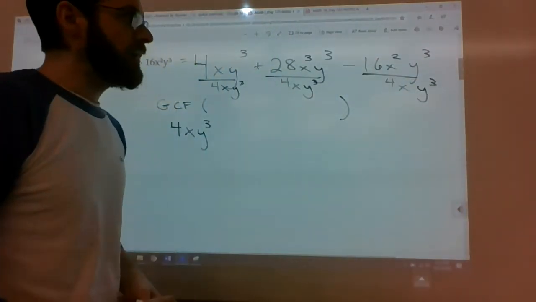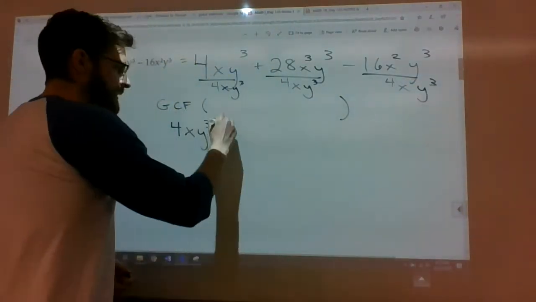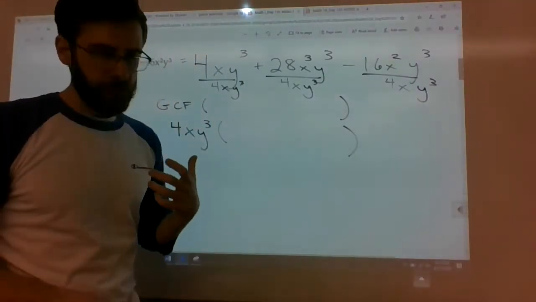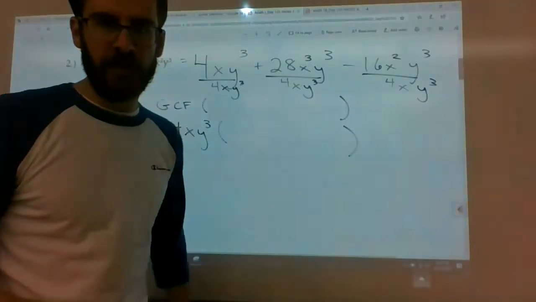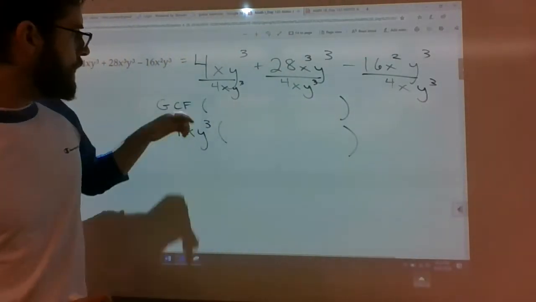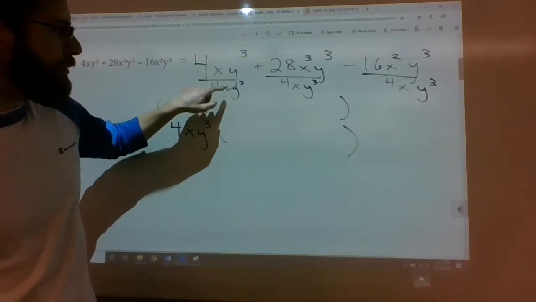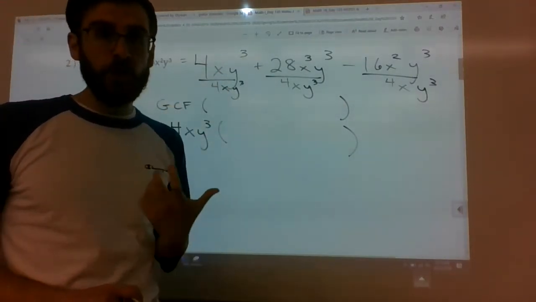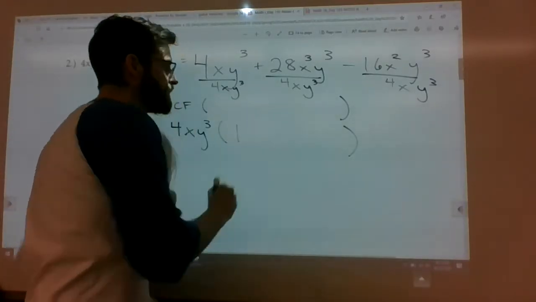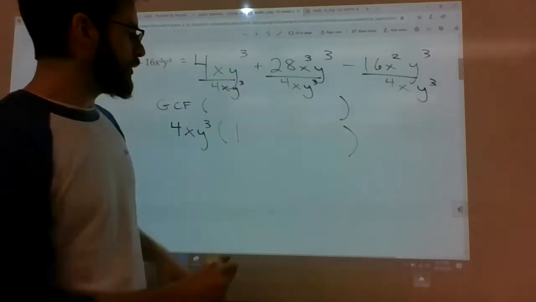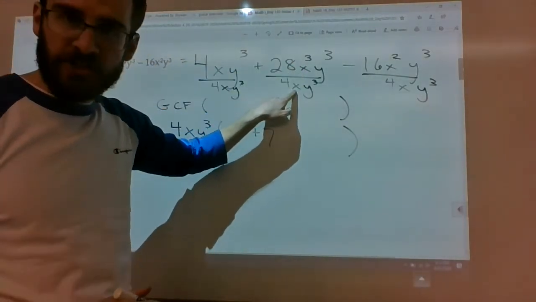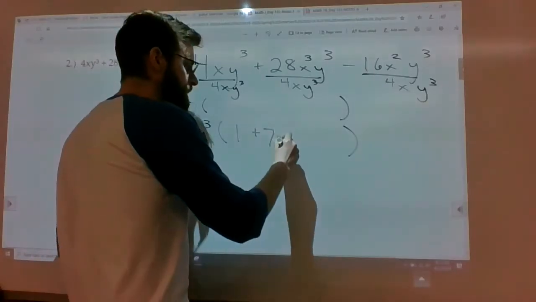Okay, now that's your greatest common factor. The leftovers are the quotients of these three pieces. So when you take 4xy cubed divided by itself, you get 1, because anything divided by itself is 1. When you take 28 divided by 4, you get positive 7. X cubed over x is just going to be x squared.